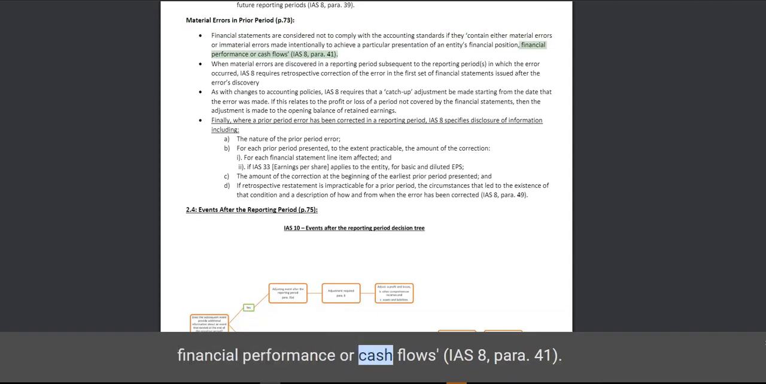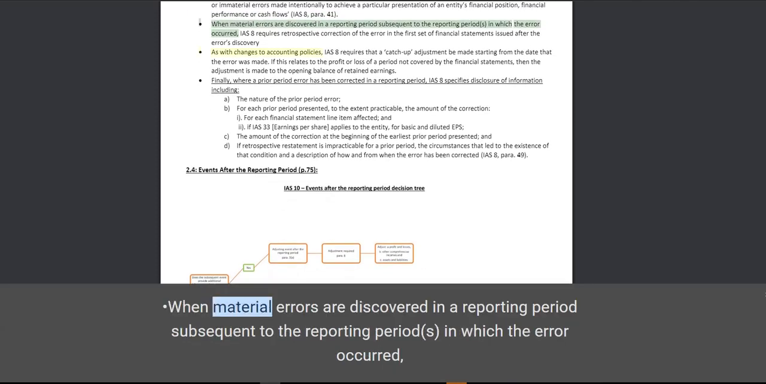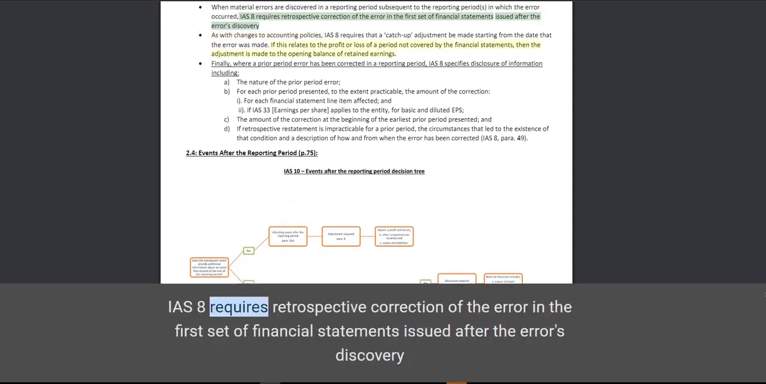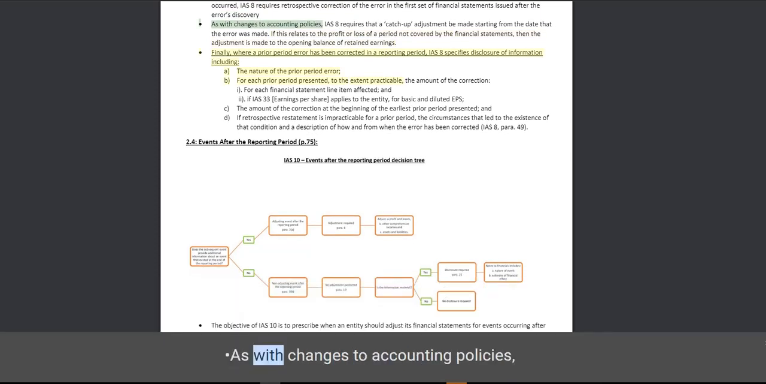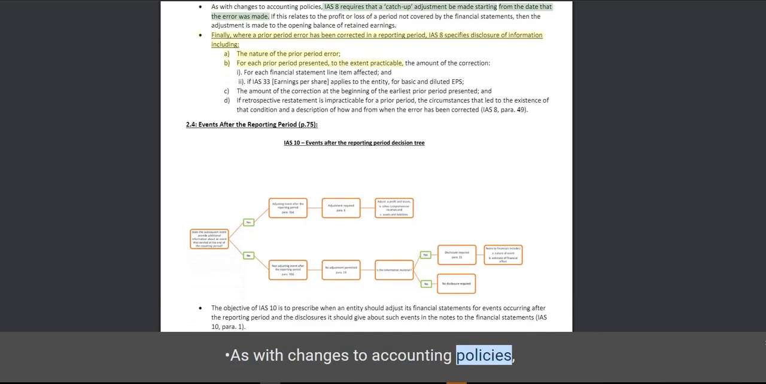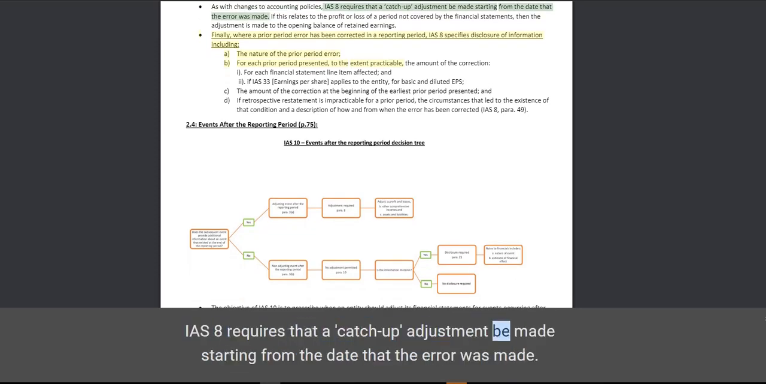Financial performance or cash flows. IAS 8, para. 41. When material errors are discovered in a reporting period subsequent to the reporting period in which the error occurred, IAS 8 requires retrospective correction of the error in the first set of financial statements issued after the error's discovery. As with changes to accounting policies, IAS 8 requires that a catch-up adjustment be made starting from the date that the error was made.